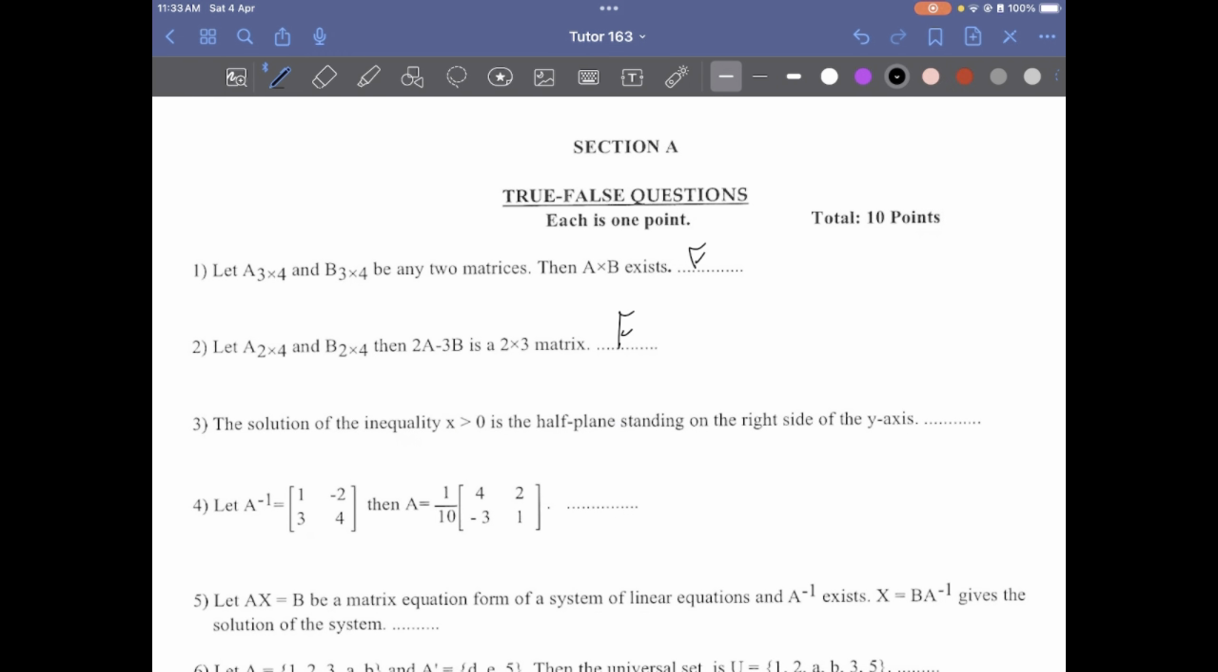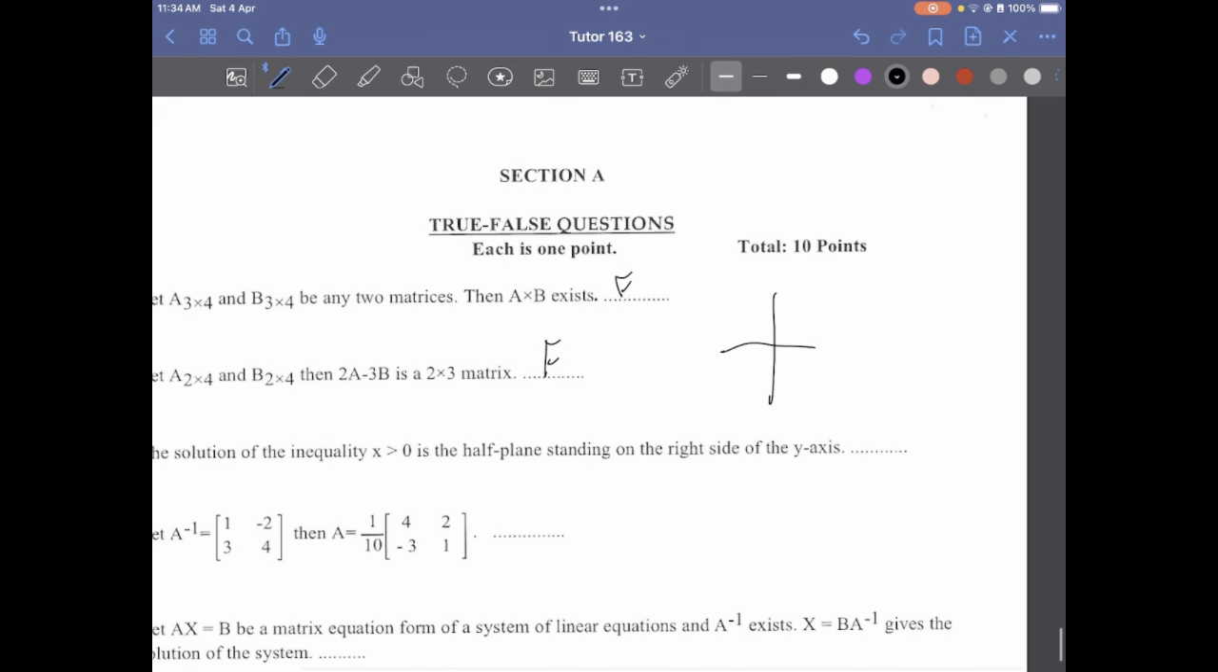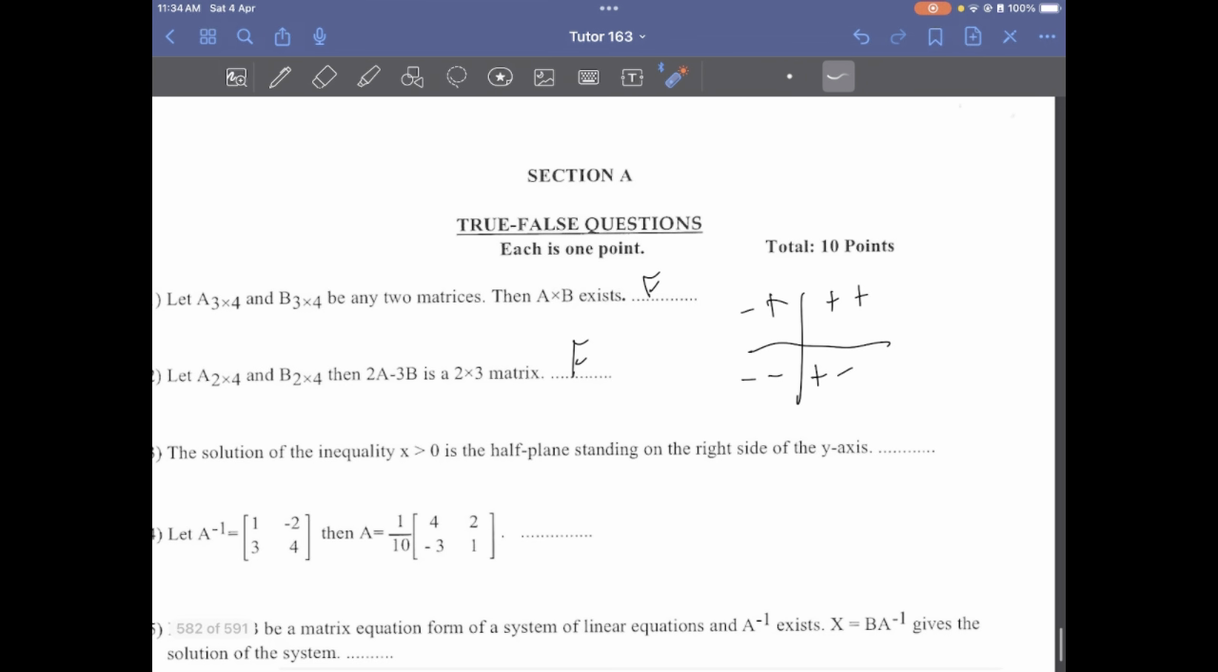The solution of the inequality x greater than 0 is the half plane standing on the right side of the y-axis. So let's look at the graph. Remember the first quadrant, this is where both x and y are positive. This is where x is negative and y is positive. This is where both are negative. This is where y is positive. But this is where x is positive. This is where x is positive, y is negative, right? So the solution of the inequality x greater than 0 is the half plane standing on the right side of the y-axis.